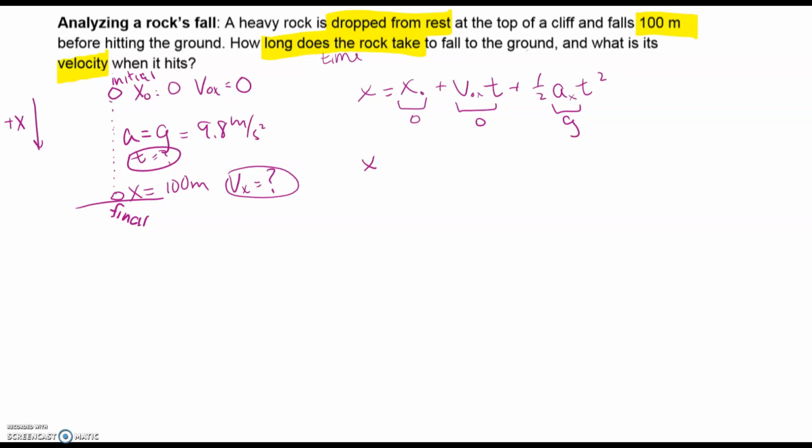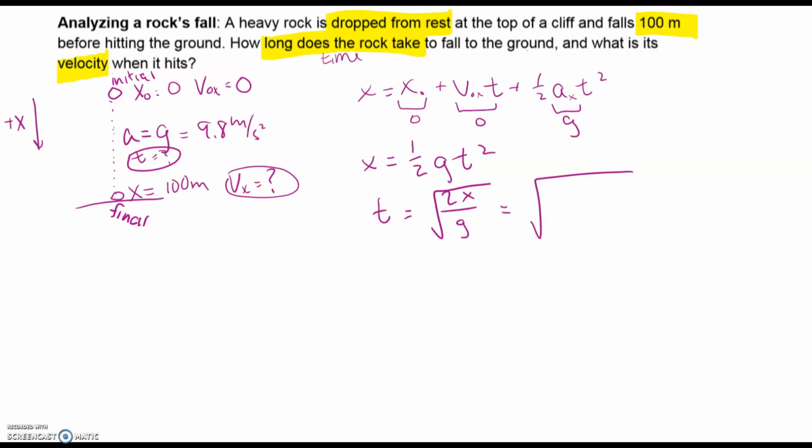So we have that our final position is equal to 1/2 g t squared. Rearranging here, solving for t, I multiply by 2 on both sides, divide by g, and take a square root. So we end up with t being the square root of 2x over g, right? You can take a couple more steps in the algebra, but I didn't here.